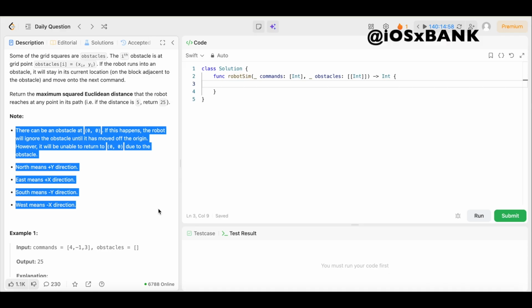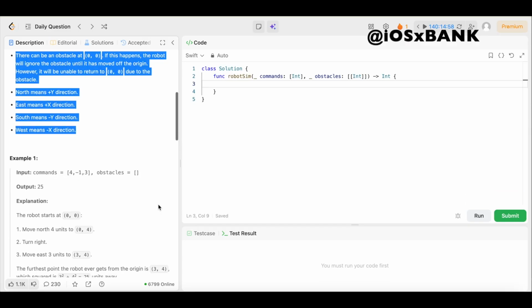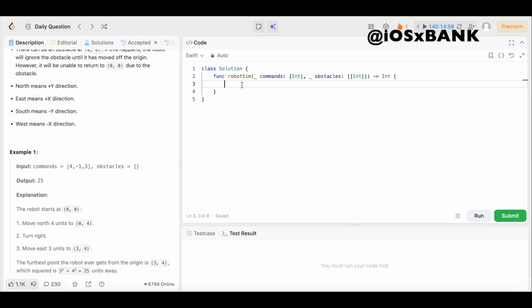Boom, y'all. So now that we understand the question, let's get into the fun part, the actual solution. Now, before we get into the solution, let's just go over what this infinite grid is going to look like. So let's just build it right quick. Let me just build this so y'all can see what is going on.